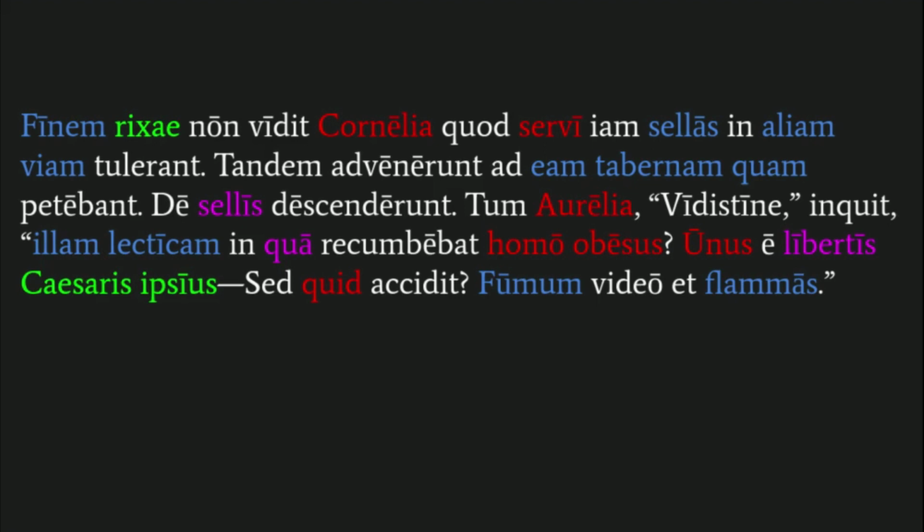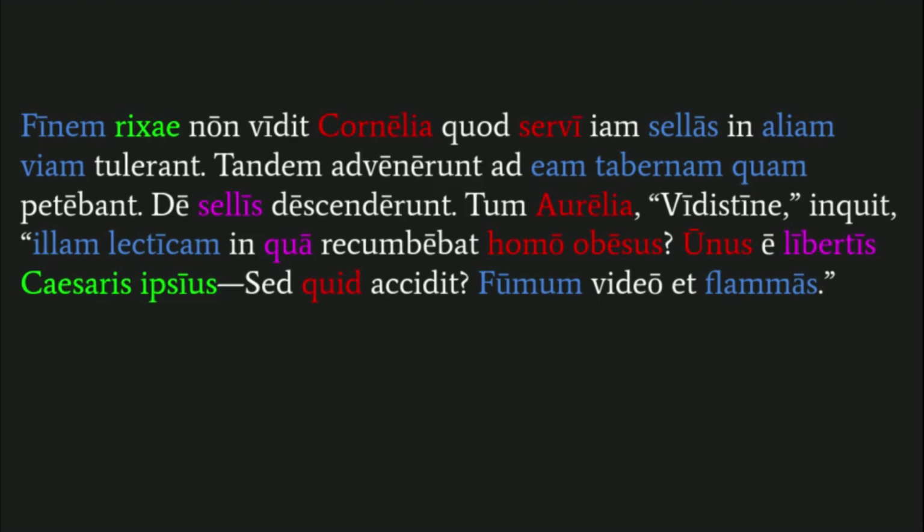But again, the idea here for the QU word is quod has to be a conjunction. It can't be functioning as anything else. Then we have tandem advenerant ad eam tabernam quam petebant. So finally, or at last, tandem, they arrived, perfect tense, advenerant, they arrived, or they reached, at the shop, eam tabernam, that shop, you could say, or the shop which they were looking for, right? Quam here is a relative pronoun. It's describing the tabernam. It's not just any shop. You're giving more information. It's not just that they arrived at the shop. It's the shop which they were looking for, which they were seeking. It's a relative pronoun.